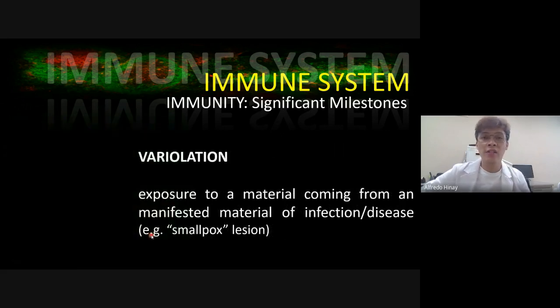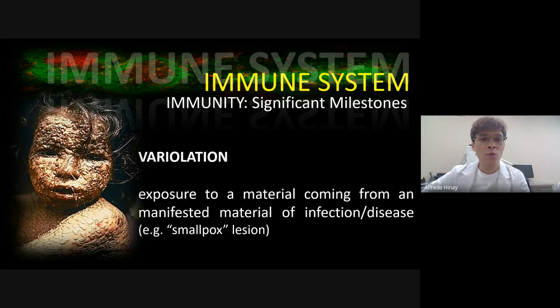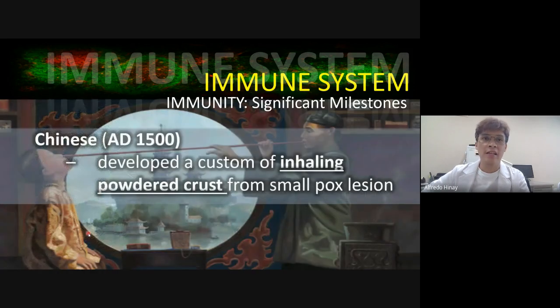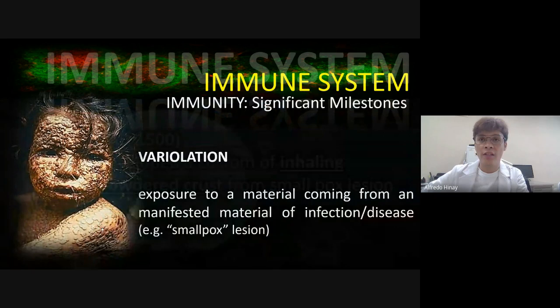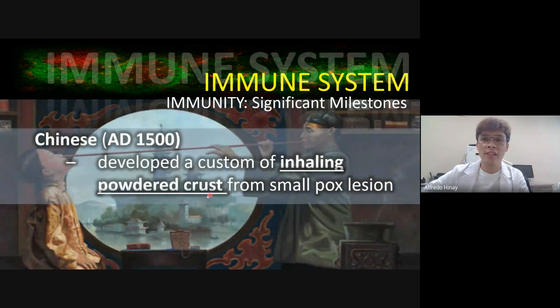And then under smallpox, you have the method called variolation. It's an exposure to material coming from a manifested lesion. So for example, here, we get a lesion from a manifested material of an infectious disease, smallpox. In China, in the 1500s, they developed a custom of inhalation of powdered scabs. From the smallpox lesion, they get the scab, make it a powder, and then do inhalation of the powdered scab. Powdered means that the organism is weakened already or maybe killed, and some parts of the virus are still active or serve as the antigen, so the immune system can still be activated.